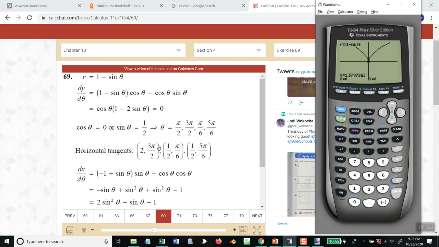Now, by the way, how would I get r if I got theta? Take the 3 pi over 2 and plug it into my original problem, right? 1 minus sine of 3 pi over 2. Sine of 3 pi over 2 is negative 1. 1 minus a negative 1 gives me a positive 2, and that's where they get this. Does that make sense on those?